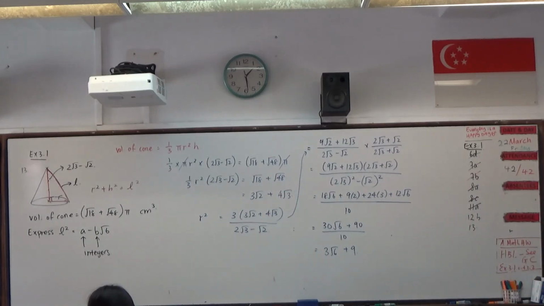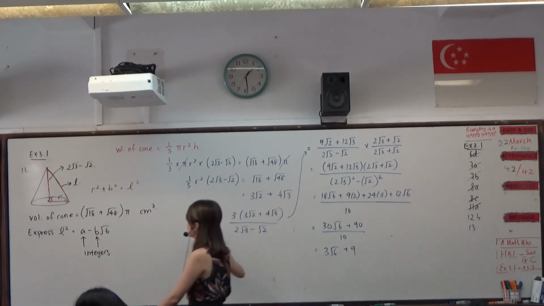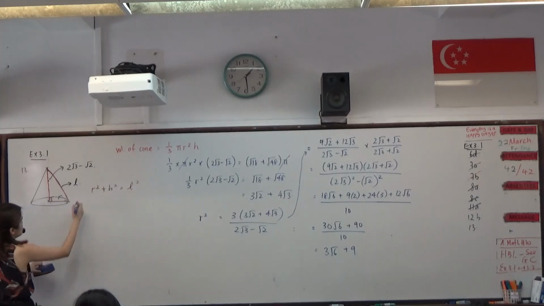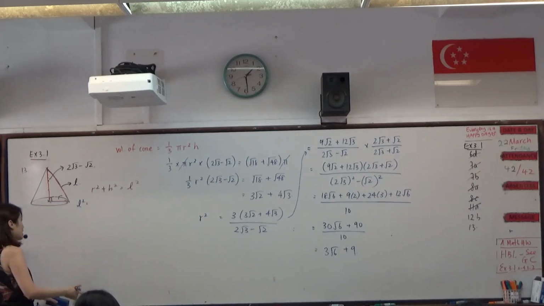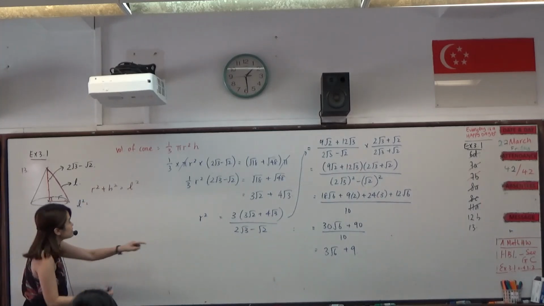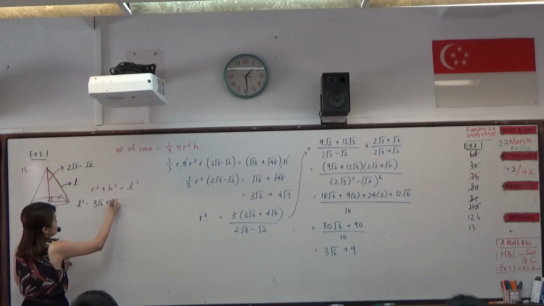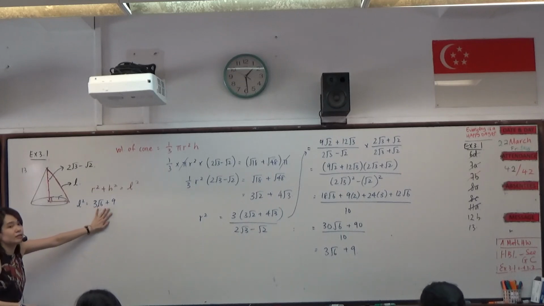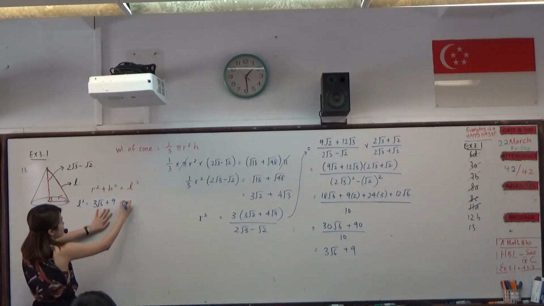Okay? That is only r squared. We haven't found L squared yet. So to find L squared, using this, L squared equals r squared plus h squared. r squared is 3 root 6 plus 9. No need to square root. No need to square it. This is already r squared.